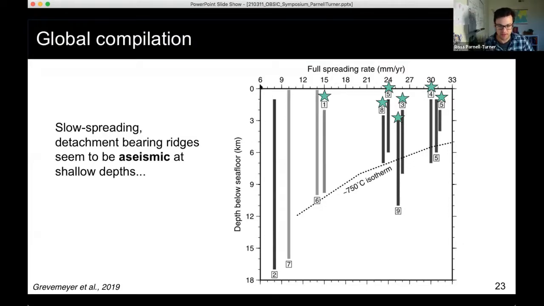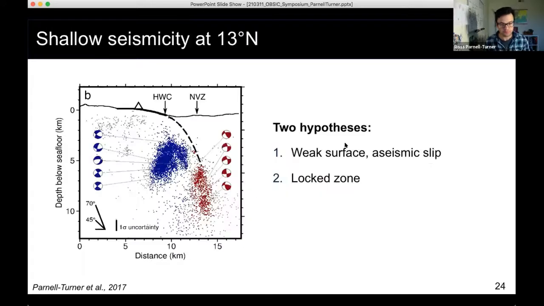Here we have plotted depth below seafloor versus full spreading rate. Each one of these bars is a microearthquake experiment on a slow spreading mid-ocean ridge. I'm not going to go into all the details here, but the thing I'd like to point out is that these bars, which I've put a green star on top of, are ones where we have good evidence for an oceanic detachment being present. And you'll notice in each case, these bars do not extend to the surface. So in each case, we have a lack of microearthquakes in the shallow portion of these faults, which is kind of odd. And it's the same thing that we see in our 13 North data.